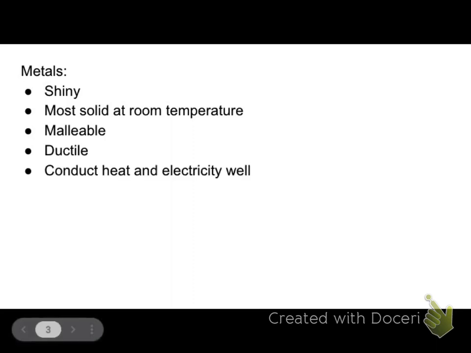They also are good conductors of heat and electricity. We're going to learn later this is because of how their electrons are located, but essentially heat and electricity travel well through metals.